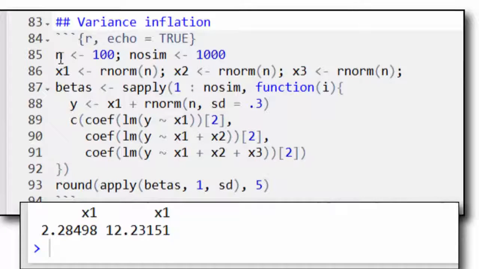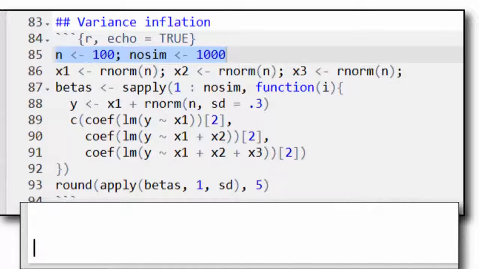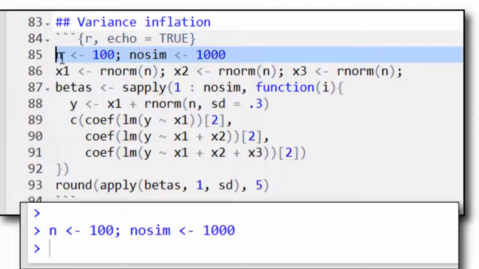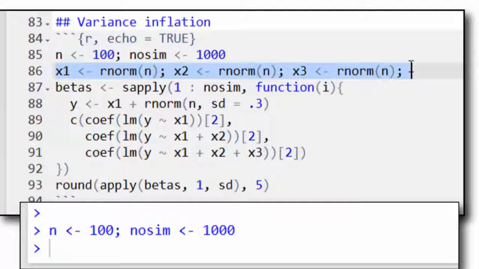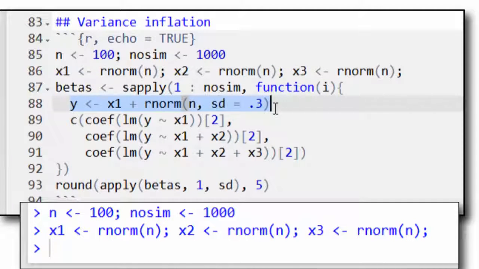Okay, so in this case I have a sample of size 100 and I'm going to do 1,000 simulations. So let me define those. Get some space down here so we're just looking at this new set of code. Okay, so I'm going to define those, and then I'm going to define 3 regressors. They're all just 3 independent random normal vectors. And then what I'm going to do is simulate data where the outcome y only depends on x1 and error, and then doesn't depend on the other 2 variables.